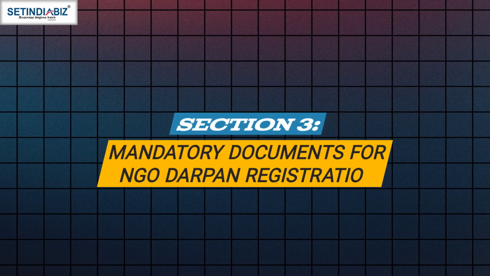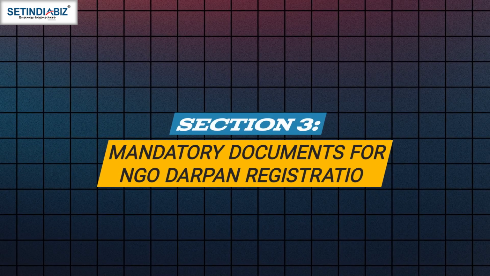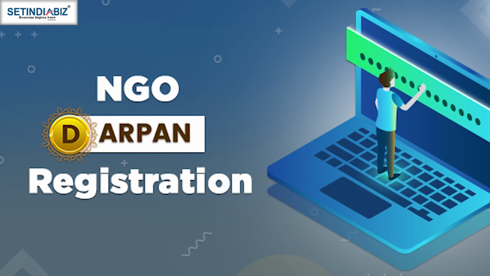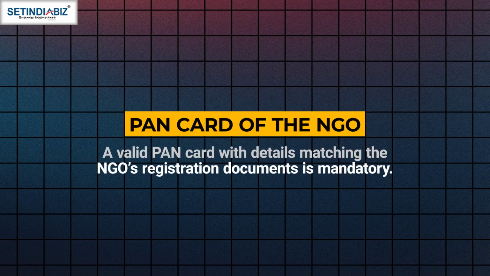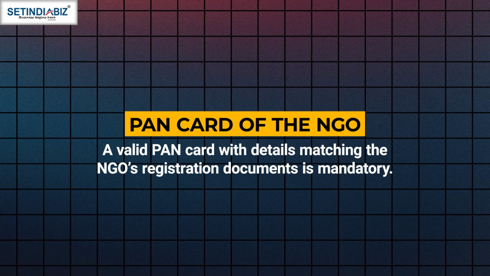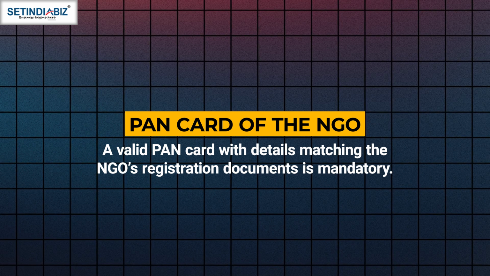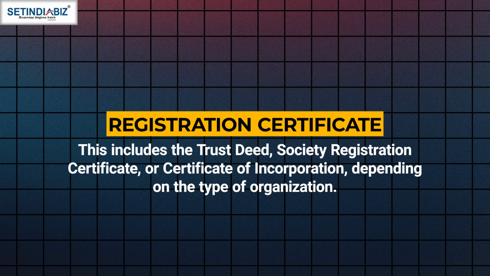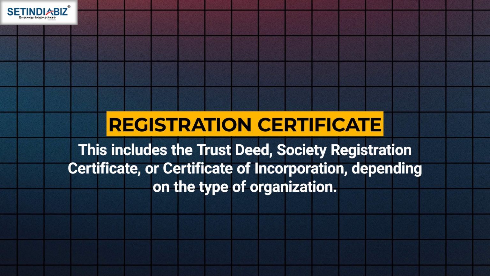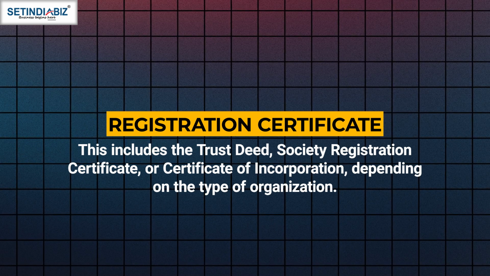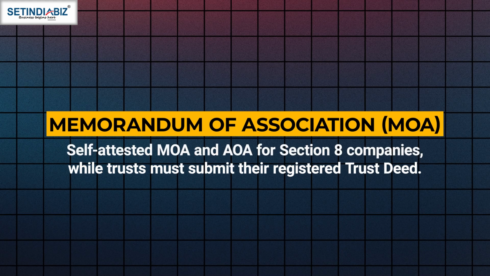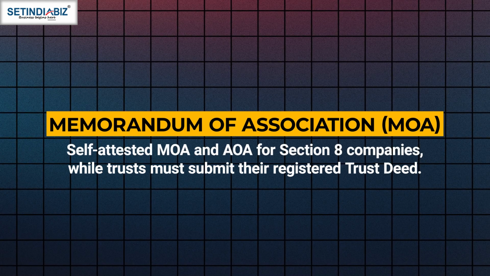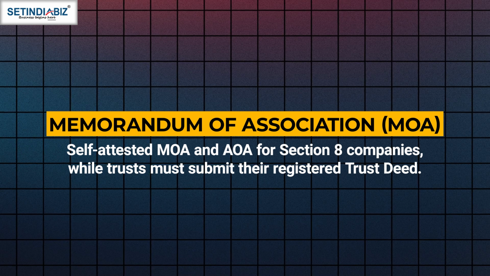Section 3. Mandatory documents for NGO Darpan registration. Mandatory list of documents required for NGO Darpan registration in India are presented here. PAN card of the NGO. A valid PAN card with details matching the NGO's registration documents is mandatory. Registration certificate. This includes the trust deed, society registration certificate, or certificate of incorporation, depending on the type of organization. Memorandum of Association, MOA. Self-attested MOA and AOA for Section 8 companies, while trusts must submit their registered trust deed.